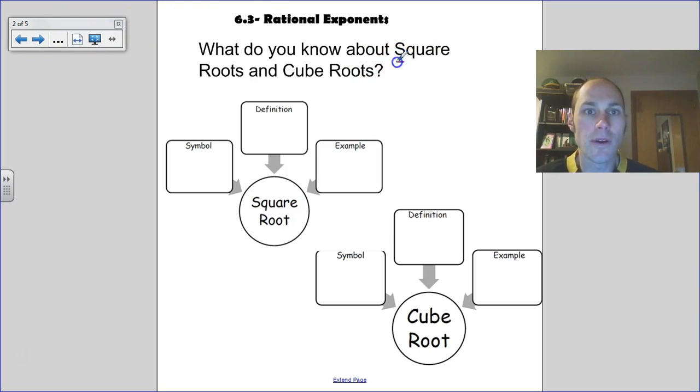First of all, let's just review what we know about square roots and cube roots. Just take some time to brainstorm examples of the symbols, definitions of square roots and cube roots if you can remember them. Pause the video and restart it when you're ready to take a look at what I have.